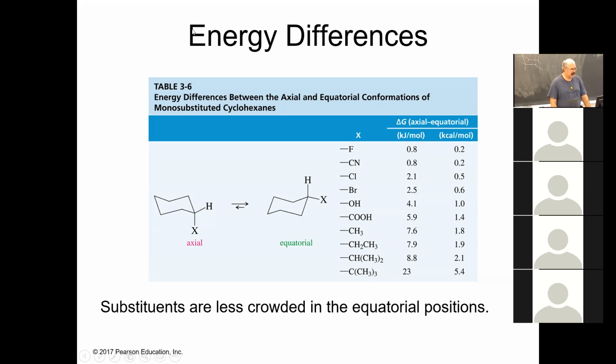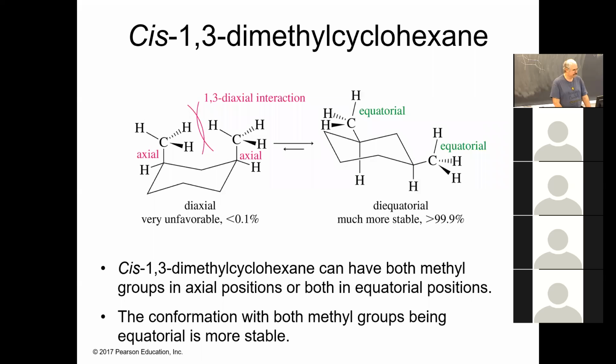Even with something like isopropyl, there's a significant difference between axial and equatorial. Equatorial is quite a bit more stable, and even with ethyl. Okay, let's look at cis-1,3-dimethyl cyclohexane.